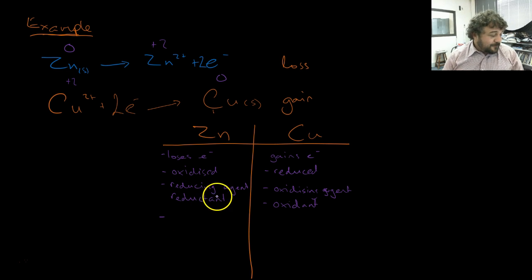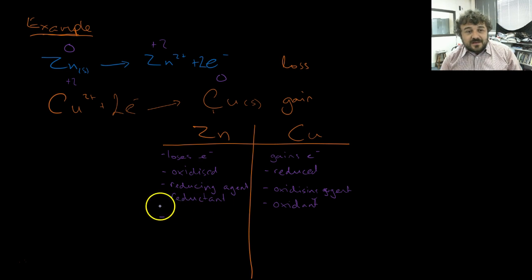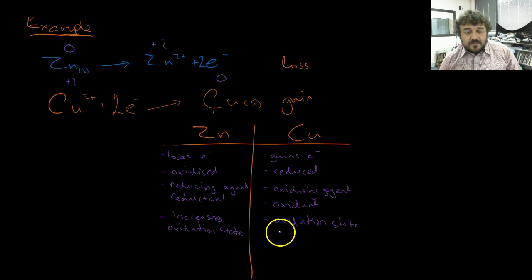And over here, we can see that zinc increases its oxidation state. So when something is being oxidized, its oxidation state increases. Copper is being reduced, which means its oxidation state decreases.